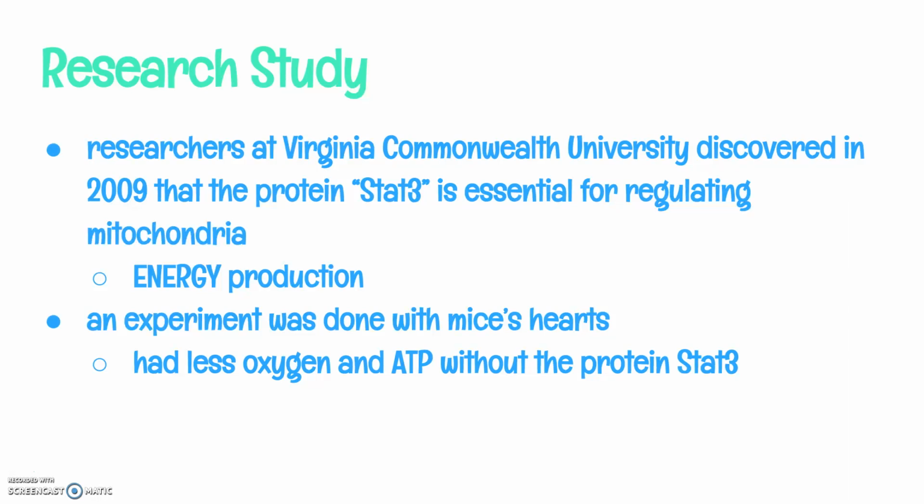So a research study around 2009, researchers at Virginia Commonwealth University, they discovered that the protein named STAT3 was actually really important for regulating mitochondria. And of course, we all know that's the powerhouse of the cell, energy production, and that's what the body does during cellular respiration. And so the researchers did an experiment with mice's hearts, and they realized that the mice's hearts could not take in enough oxygen and produce enough ATP because they didn't have the protein STAT3.